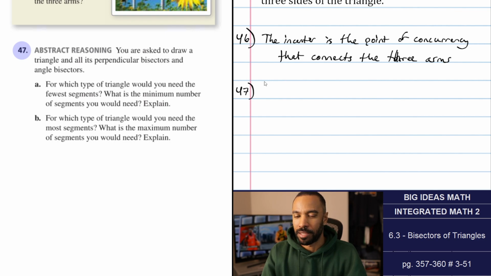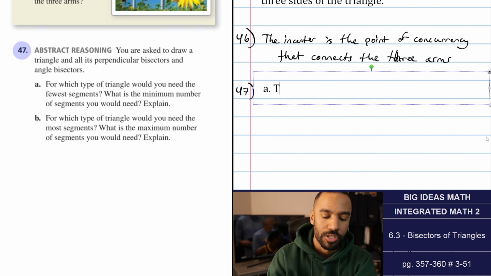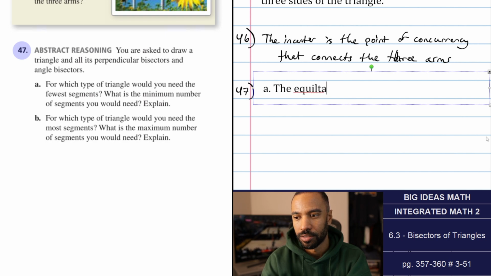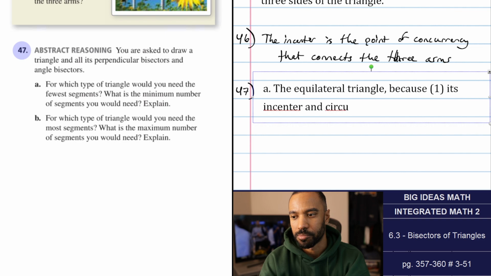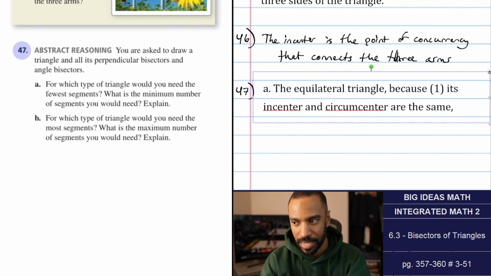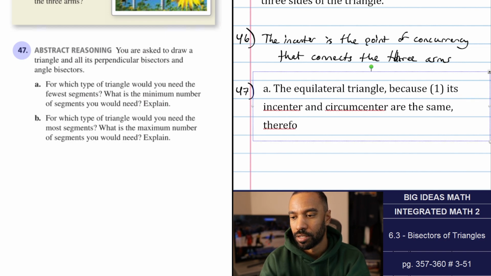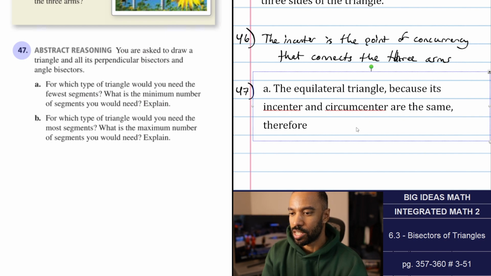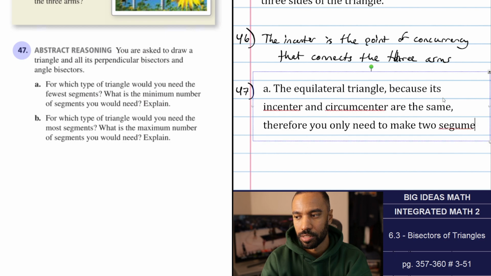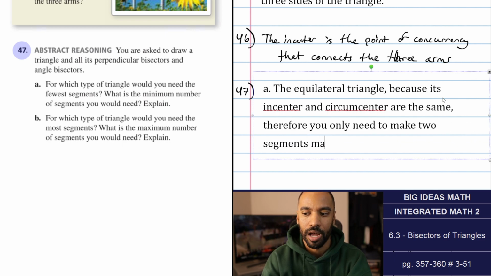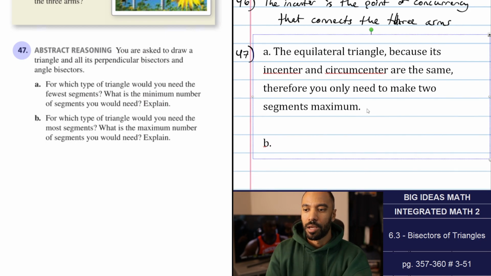All right, so I mentioned it's the equilateral triangle. So the equilateral triangle, because its incenter and circumcenter are the same. Therefore, you only need to make two segments maximum. And that's exactly what I did on a previous problem. Right, that's part A.